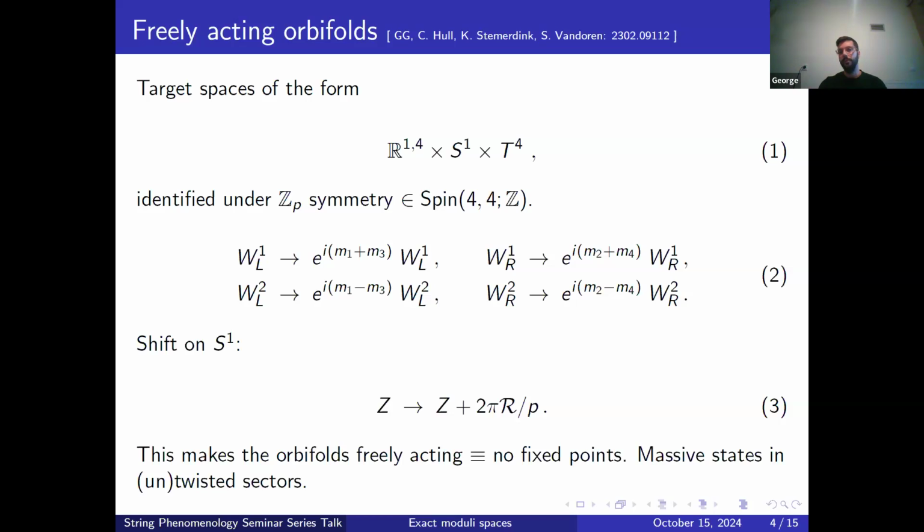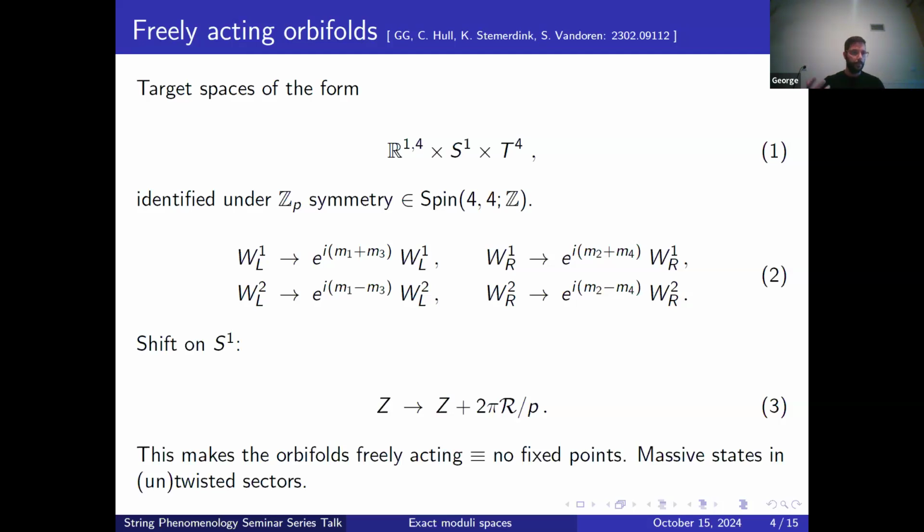Now, specifically, the orbifold acts by rotations along the 4-torus, and these rotations are accompanied by a shift on the remaining circle. Here I denote the two complex torus coordinates by W1 and W2, and I split in left and right movers. If we parameterize the rotations with 4 parameters, which I call here M1 up to M4, then the definition of the orbifold action is given in equation 2, where you can see that the left movers are rotated by the parameters M1 and M3, and the right movers are rotated by M2 and M4.